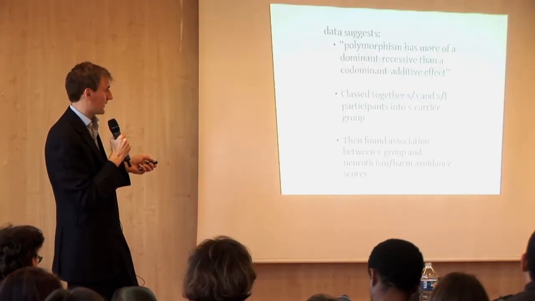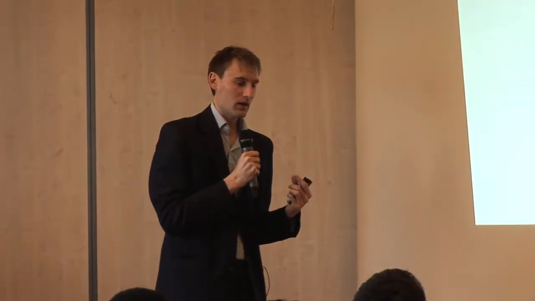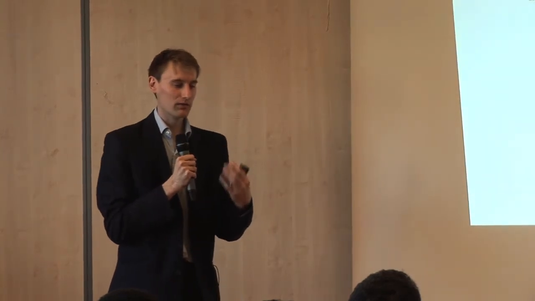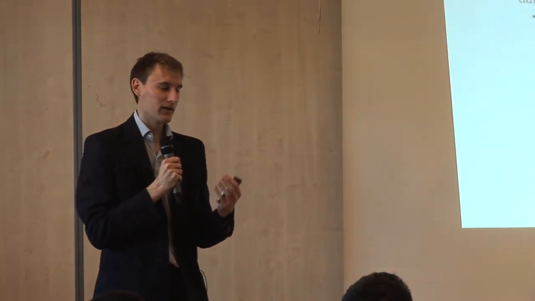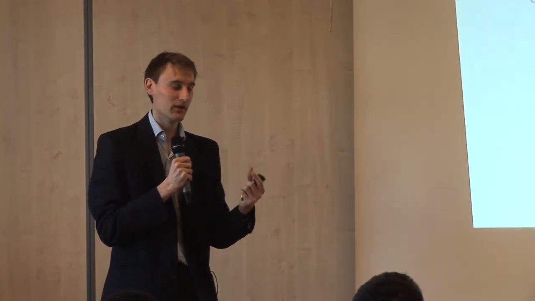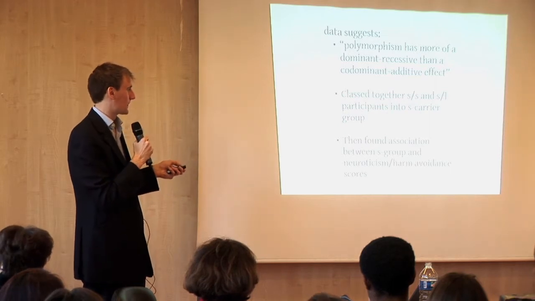And like I mentioned, they classed together the SS and SL participants into the S carrier group. I should mention here that in 2011, a number of different variants have been identified, and it's a matter of debate whether this is still the best way to classify allelic variation. But this is what they did in this study.